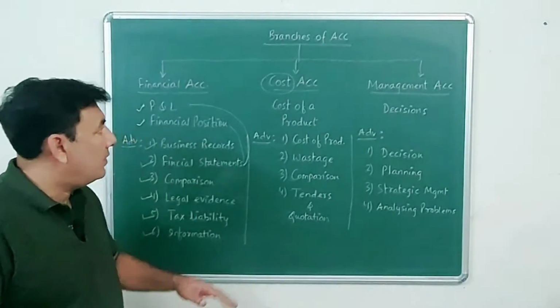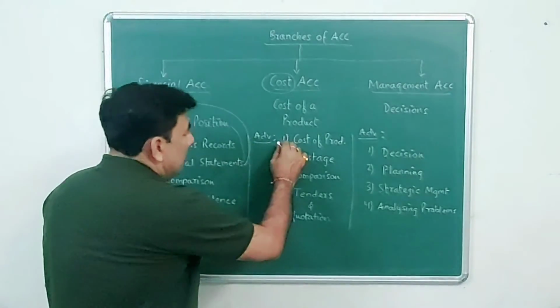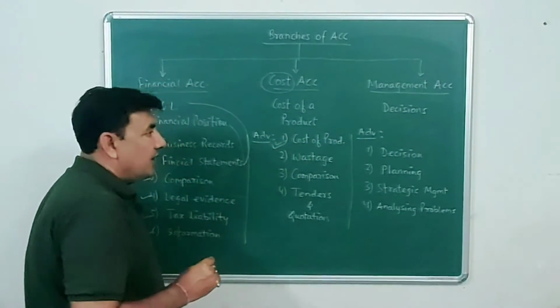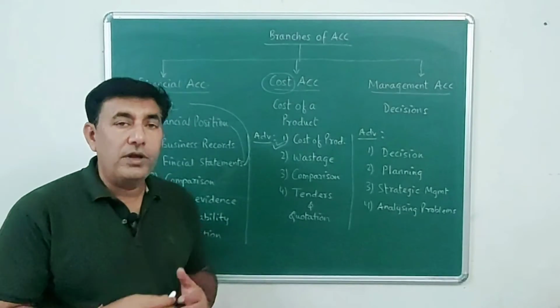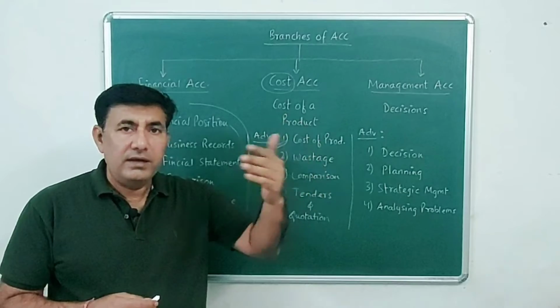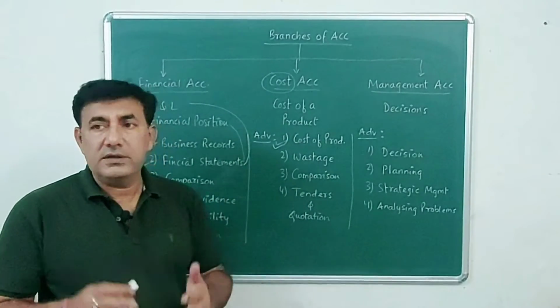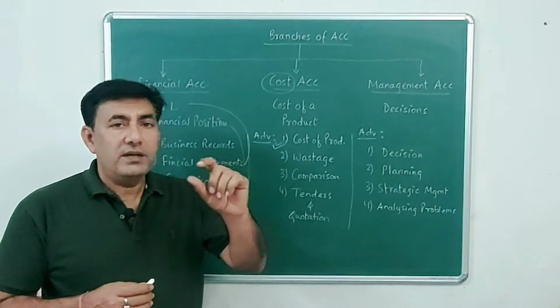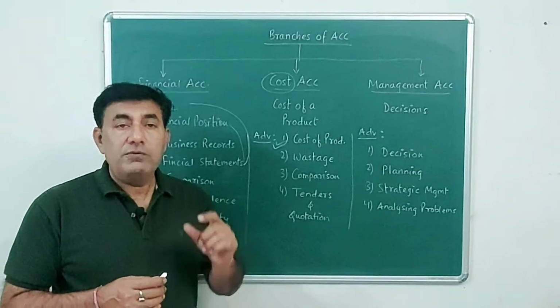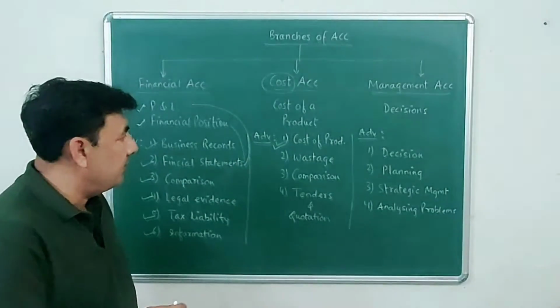Okay, let's see what are the advantages of cost accounting. Firstly, we can find the cost of production of a company, of a product. That is, when we add all the raw materials, then the fuel, power, office expenses, selling expenses, advertisement expenses, we get the cost of production of a product. So it helps to get this very useful information.